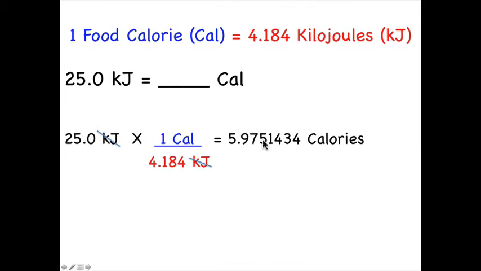25.0 kilojoules is 5.9751434 food calories. They are the same amount, just measured in different units. So it's kind of like multiplying by 1 with the purpose of changing the units. So we have to use the numbers from the equivalent statement. I could never change these numbers. Wherever calorie is in the conversion factor, whether it's top or bottom, it's always going to have the number 1 with it if I'm using this equivalent statement. And wherever kilojoules is in this fraction, it's always going to have 4.184 with it. That's the only way that this conversion factor works.